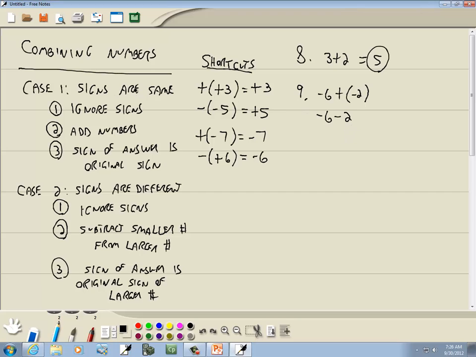Signs are the same. They're both negative. So step 1 says ignore the signs. So I'm going to write 6 and 2 over here on the side. Add the numbers. Well, 6 plus 2 gives us 8. And the sign of the answer is the original sign. These were originally both negative. So our answer is negative 8.